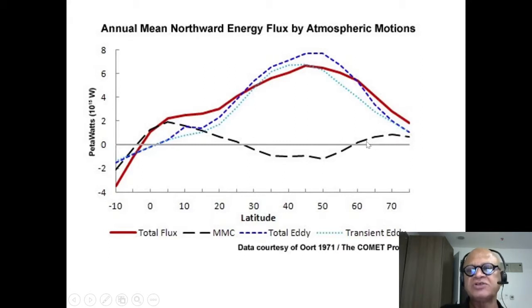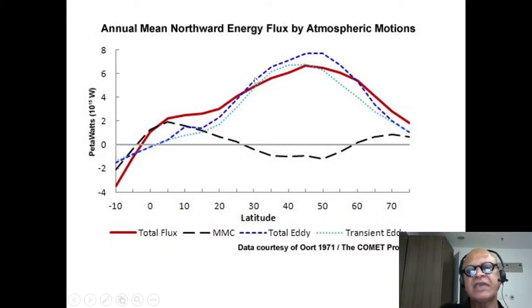The mean meridional circulation does a small northward transport here. So the direct meridional cell transportation is actually not poleward, beyond the subtropics, it's actually towards low latitudes. Okay, that's kind of unique.